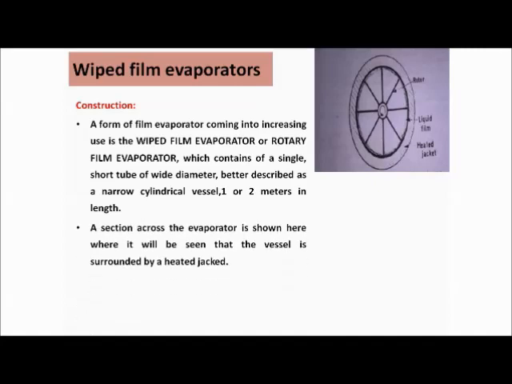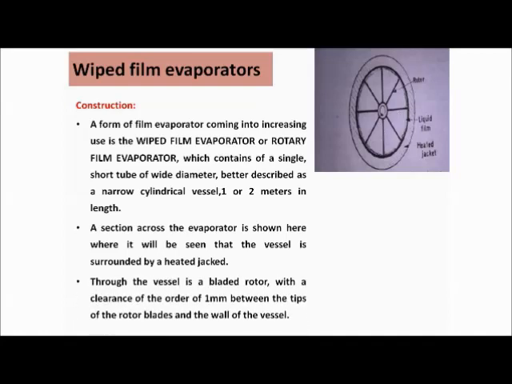The next thing is that a section across the evaporator is shown here. This transverse section shows that the vessel is surrounded by a heated jacket. Suppose arbitrarily there is a cylinder like this. This cylinder will have a jacket outside it, where you can provide heated steam, right?